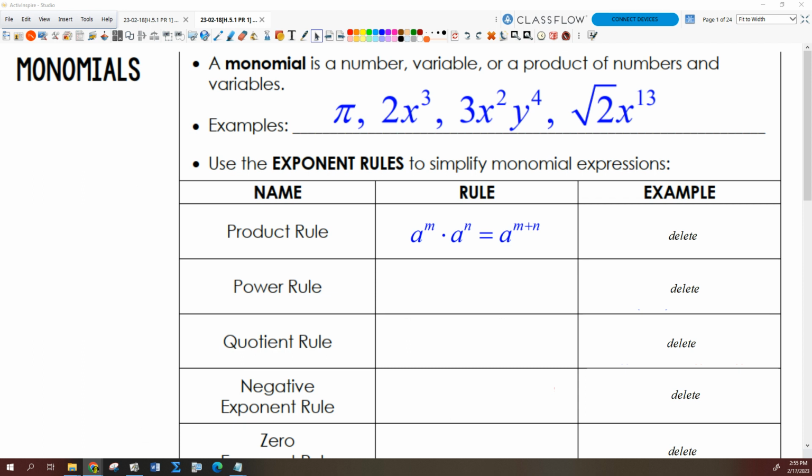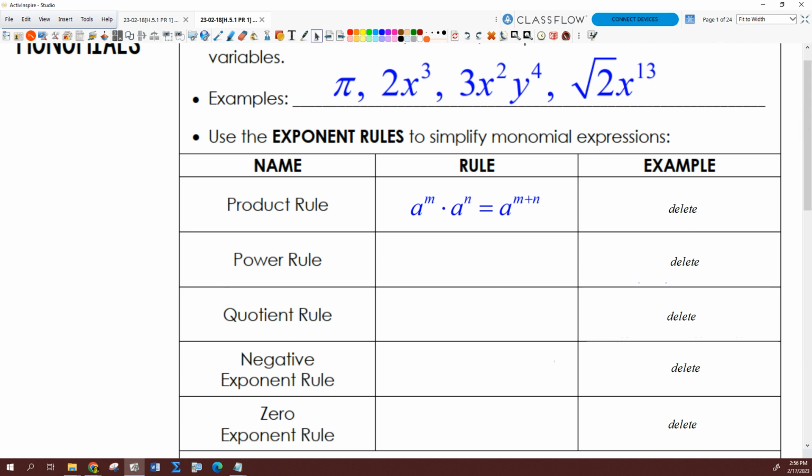2x cubed. What's the coefficient in that monomial? 2. Okay. Here's a monomial that has two different powers of variables. What's the coefficient of 3x squared y to the fourth? 3. And what's the coefficient of this last one? Square root of 2. Okay. All right, so those are monomials.